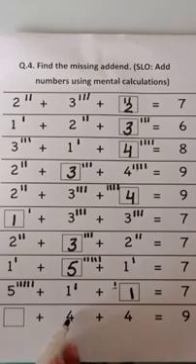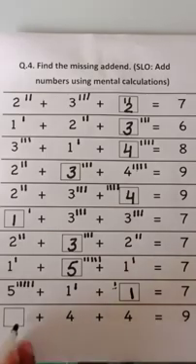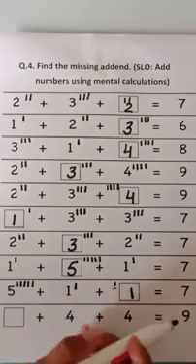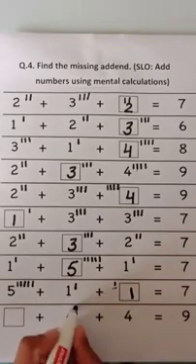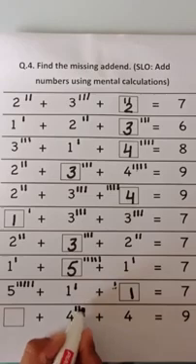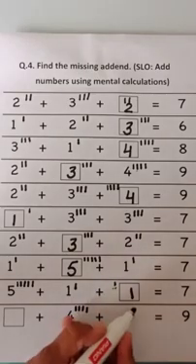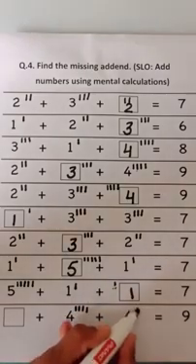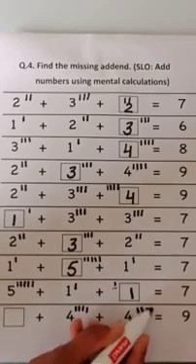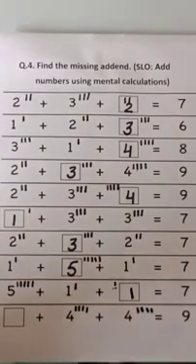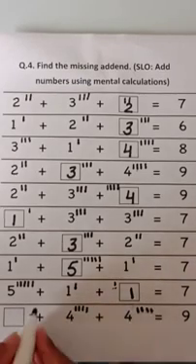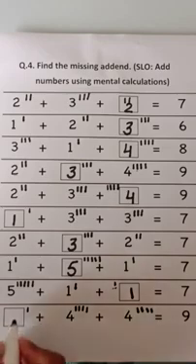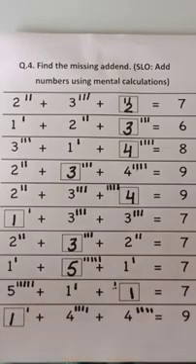Here we have 2 numbers, 4 and 4. We have to find the third number to make it equal to 9. Again, I'll draw lines. 4 lines, 1, 2, 3, 4. Here we have to draw 4 lines, 1, 2, 3, 4. Let's count them. 1, 2, 3, 4, 5, 6, 7, 8, 9. So the number is 1.